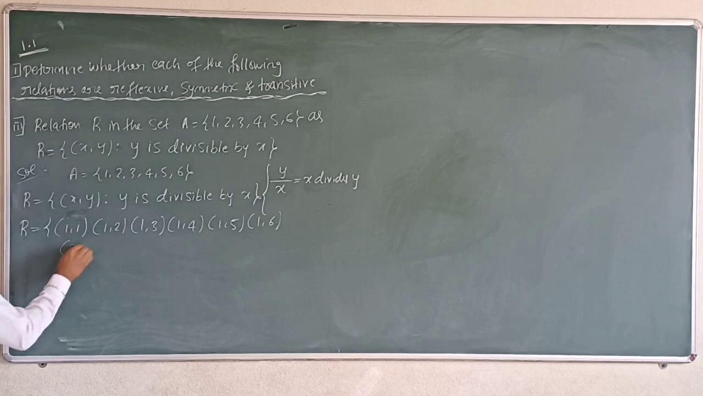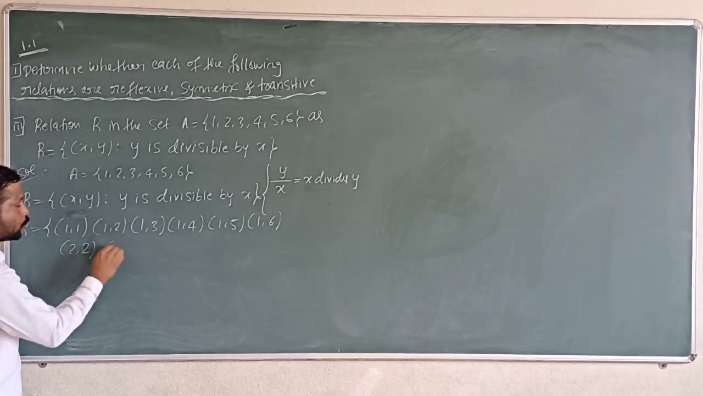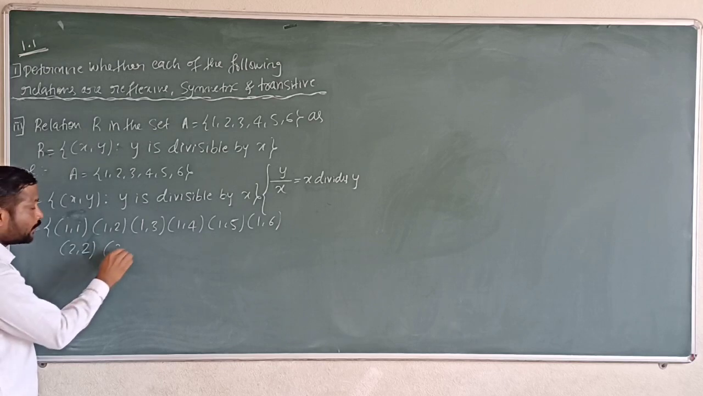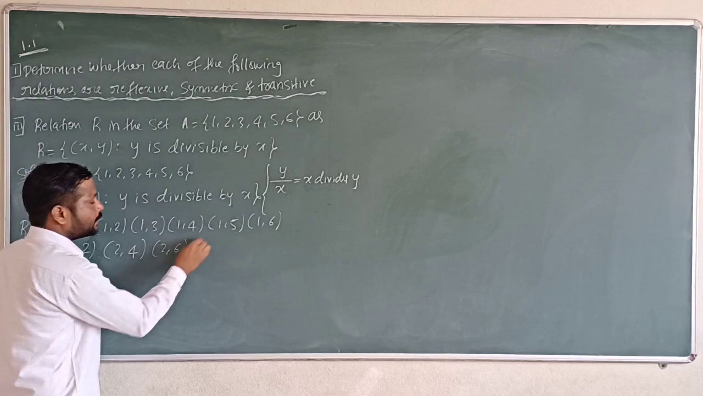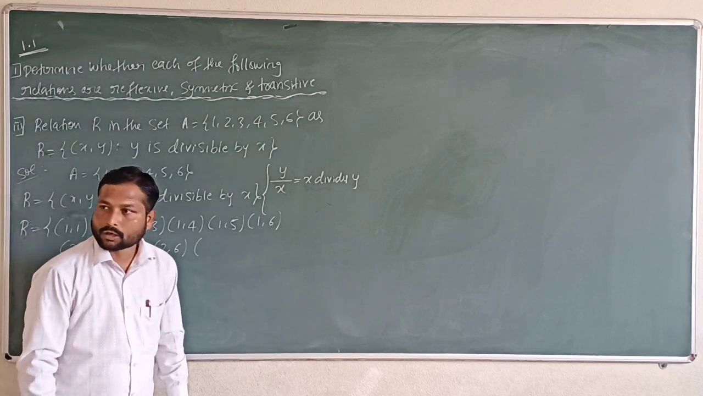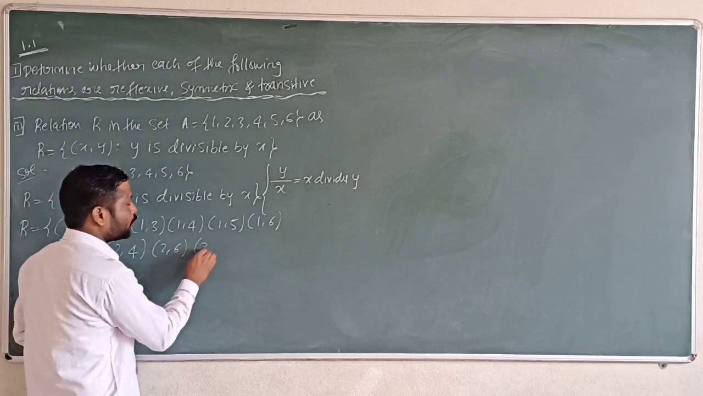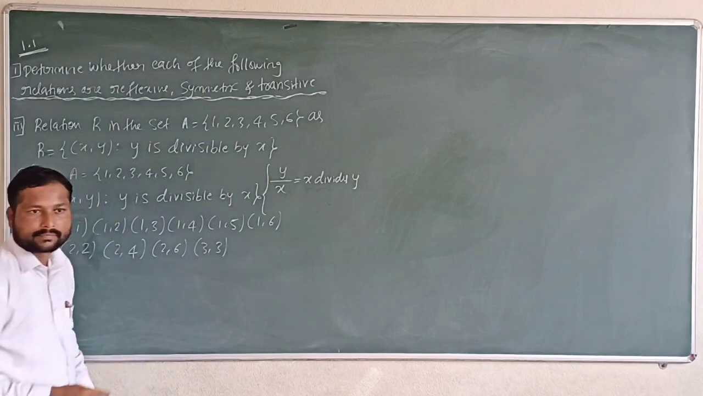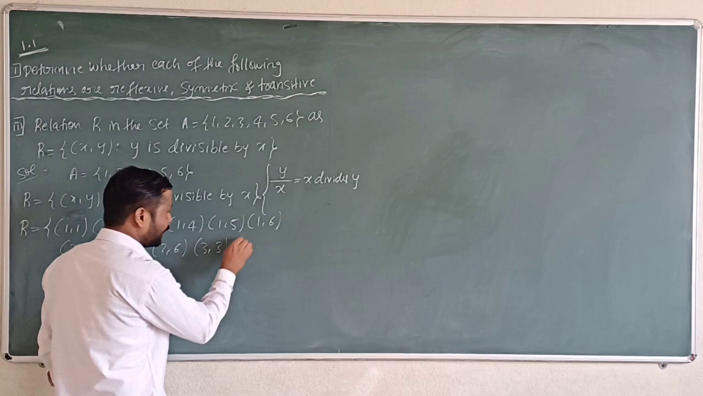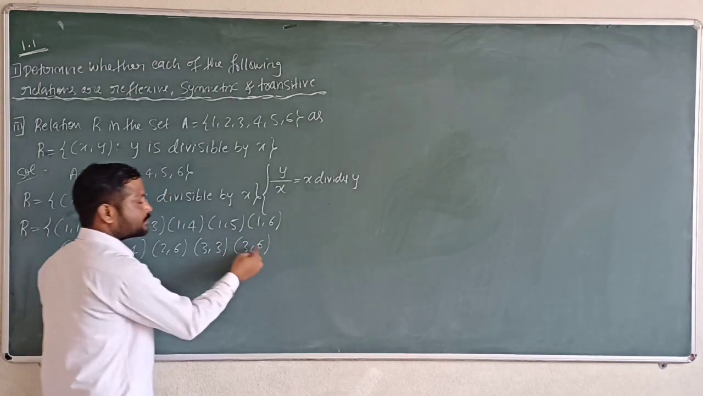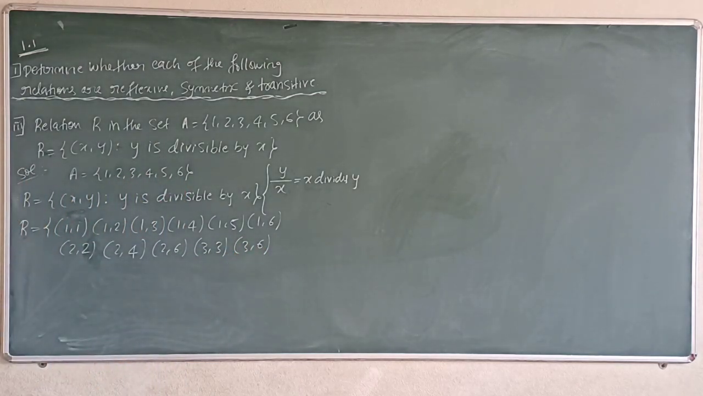Take 2 1, not divide. 1 by 2 is 0.5. Take 2 2 divides. 2 3 not divides. 2 4 divides. 2 5 not divide. 2 6 divides. 3 1 not divide. 3 2 not divide. 3 3 divides, 3 by 3 answer 1. 3 4 not divide. 3 5 not divide. 3 6 divides, 6 by 3 answer is 2, right?